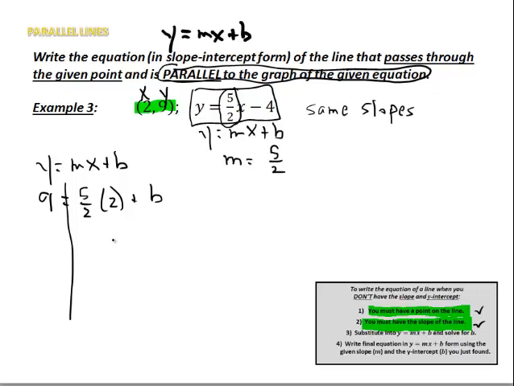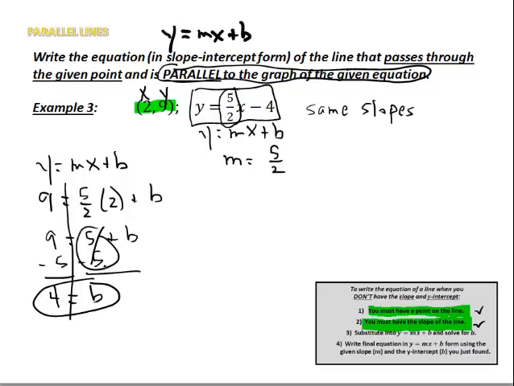And now I'm going to solve for the b. Okay, so I'm at 9 equals 5/2 times 2 is just 5. It's 10/2, which reduces to 5, plus b. Now I'm going to solve for the b by subtracting 5 from both sides. Those make my 0 pair. 9 minus 5 is 4, so 4 equals b.